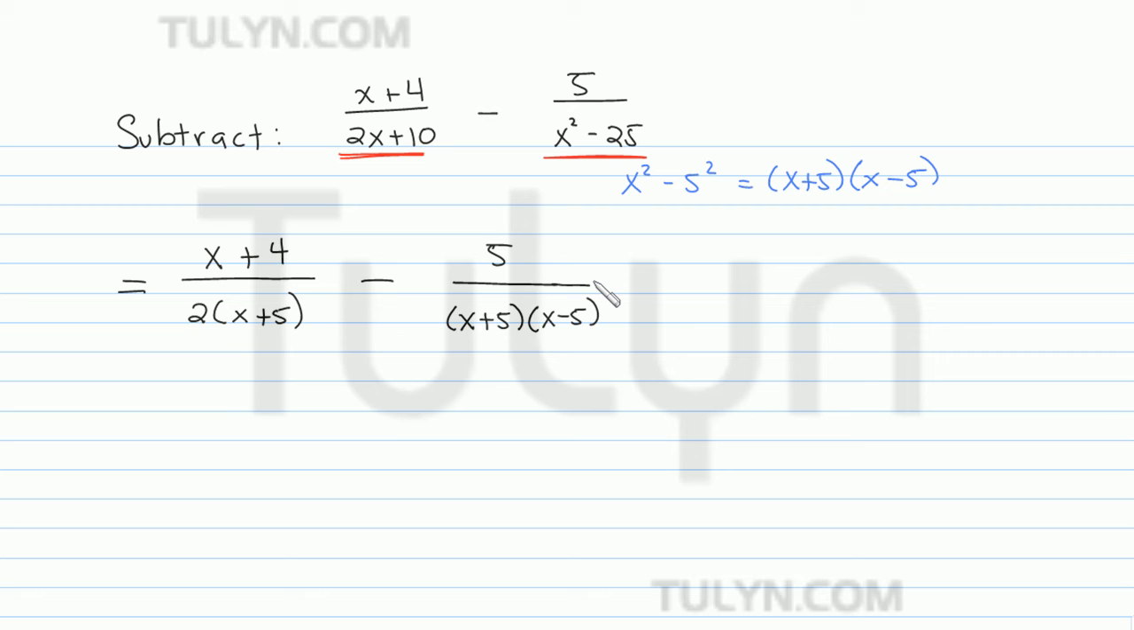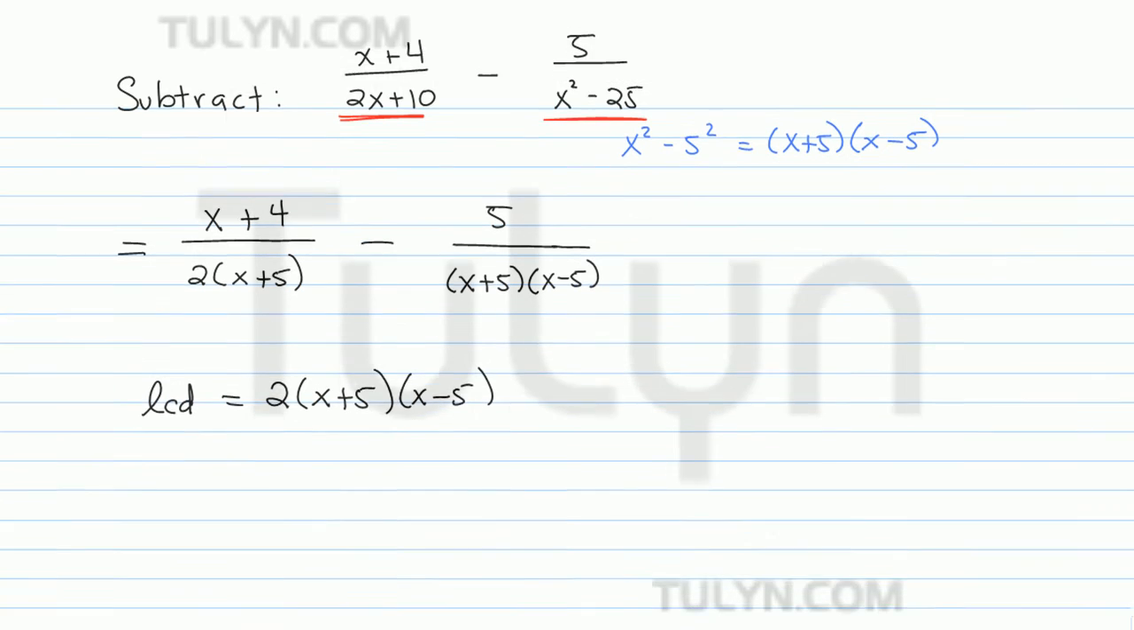Great. So now we have to build the LCD from the factors, and we do this the same way we do it with numbers, right? In this case, the LCD is all of the factors without repeating any. So 2 times x plus 5. There's already an x plus 5, but there isn't an x minus 5. So the LCD is 2 times x plus 5 times x minus 5.